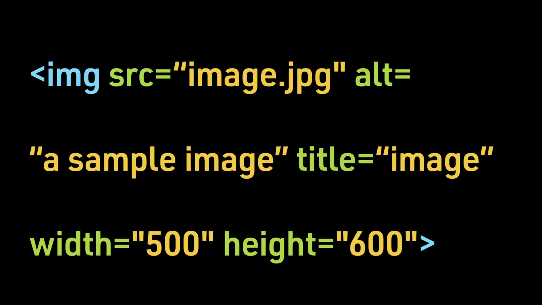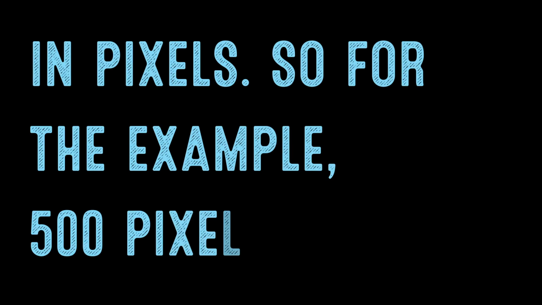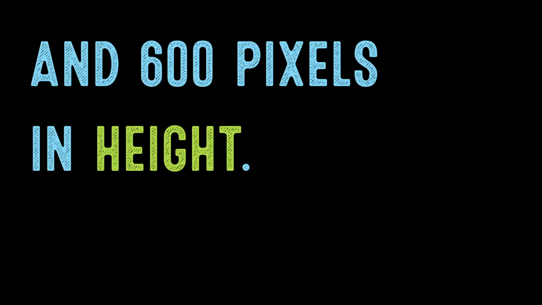Old method. Image element. Source equals image.jpg in quotation marks. Alt equals a sample image in quotation marks. Title equals image in quotation marks. Width equals 500 in quotation marks. Height equals 600 in quotation marks. When using this method, how are we noting the size? In pixels. So for example, 500 pixels in width and 600 pixels in height.